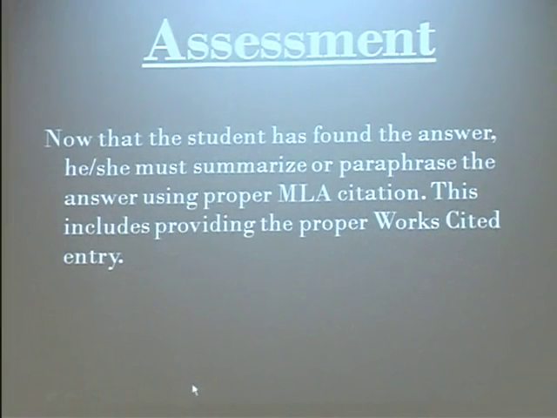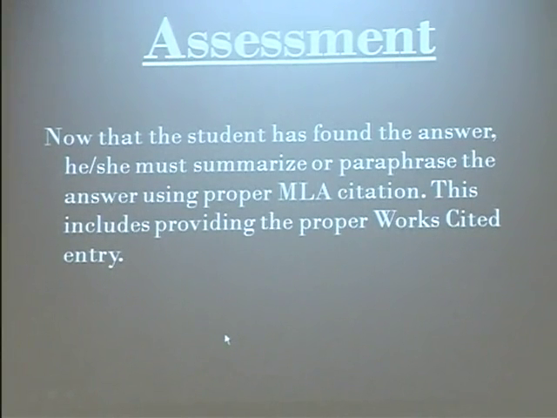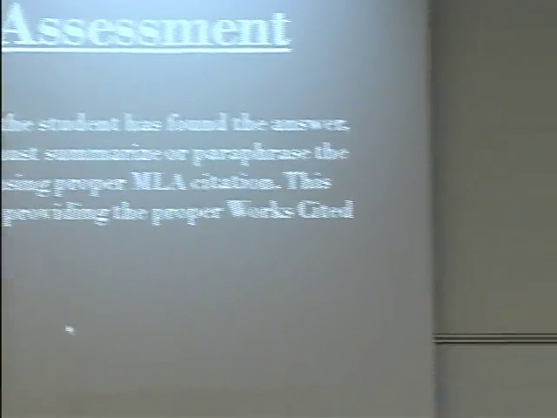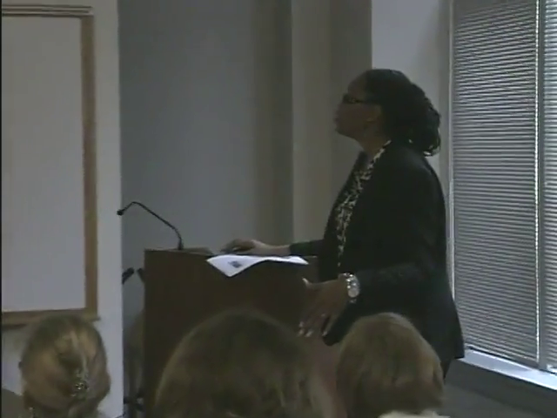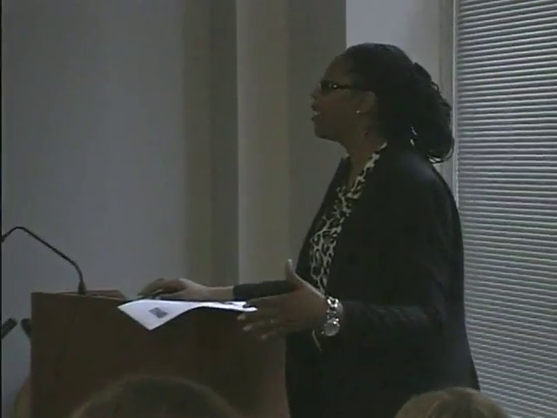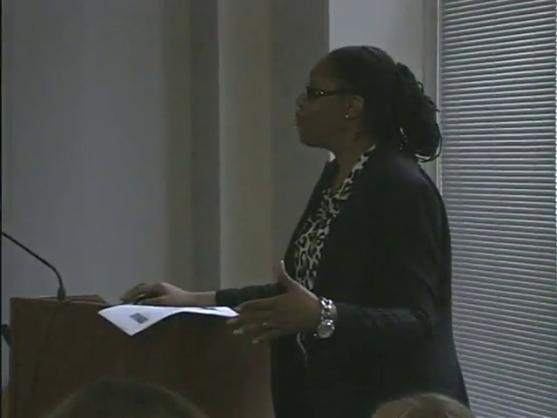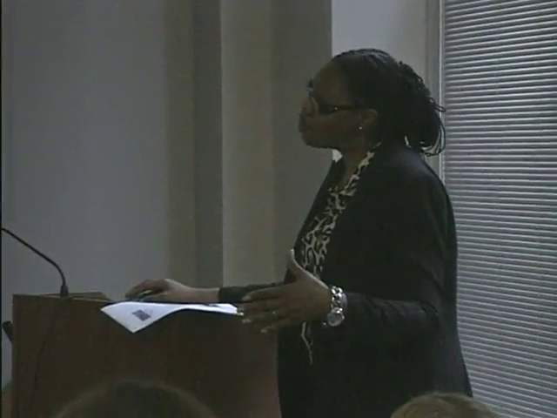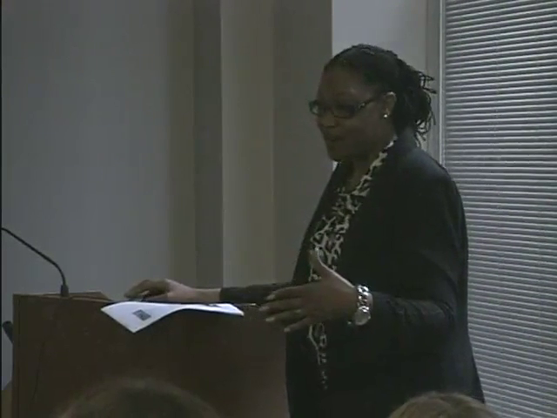Okay, so with every assignment you have, you must have some type of assessment. So now that the student has found the answer, he or she summarizes or paraphrases. That's something else that we always have to teach, right? We teach this in MLA, we teach this in most of the lower level structures of English, and because, again, I use MLA, they must use MLA, and they also have to do the proper works cited entry.